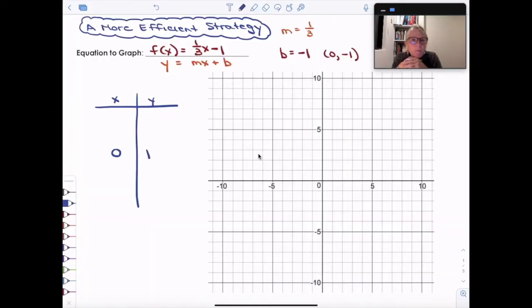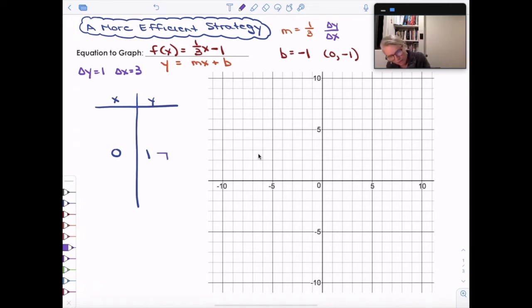Now, instead of calculating more input outputs, I'm going to use my slope to create these new values. Let's decipher the slope a little bit further. Slope is change in y over change in x. So for this example, I'm going to bring it down here where I have more room. Change in y is equal to 1, and change in x is equal to 3. I've just decoded that slope. So I can now use this to get more values.